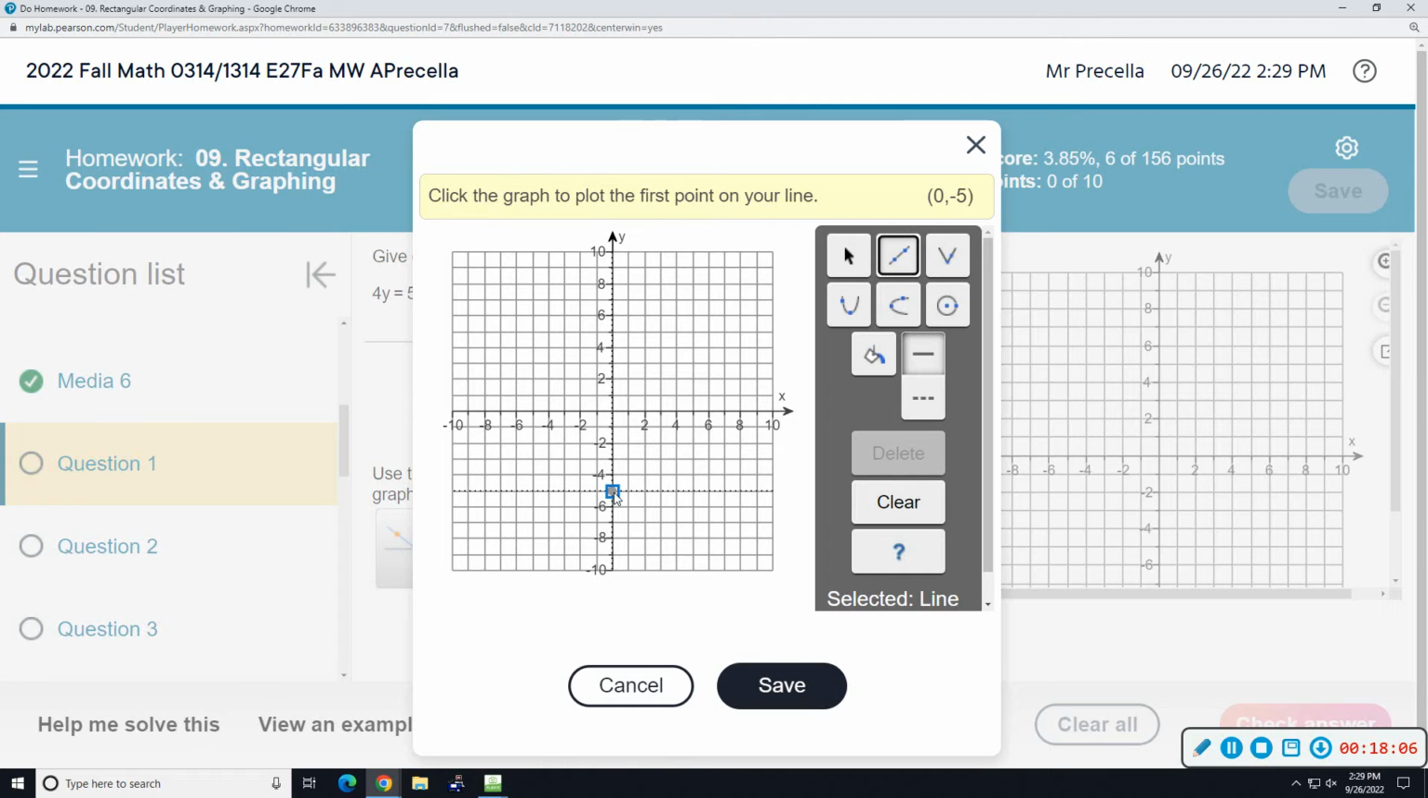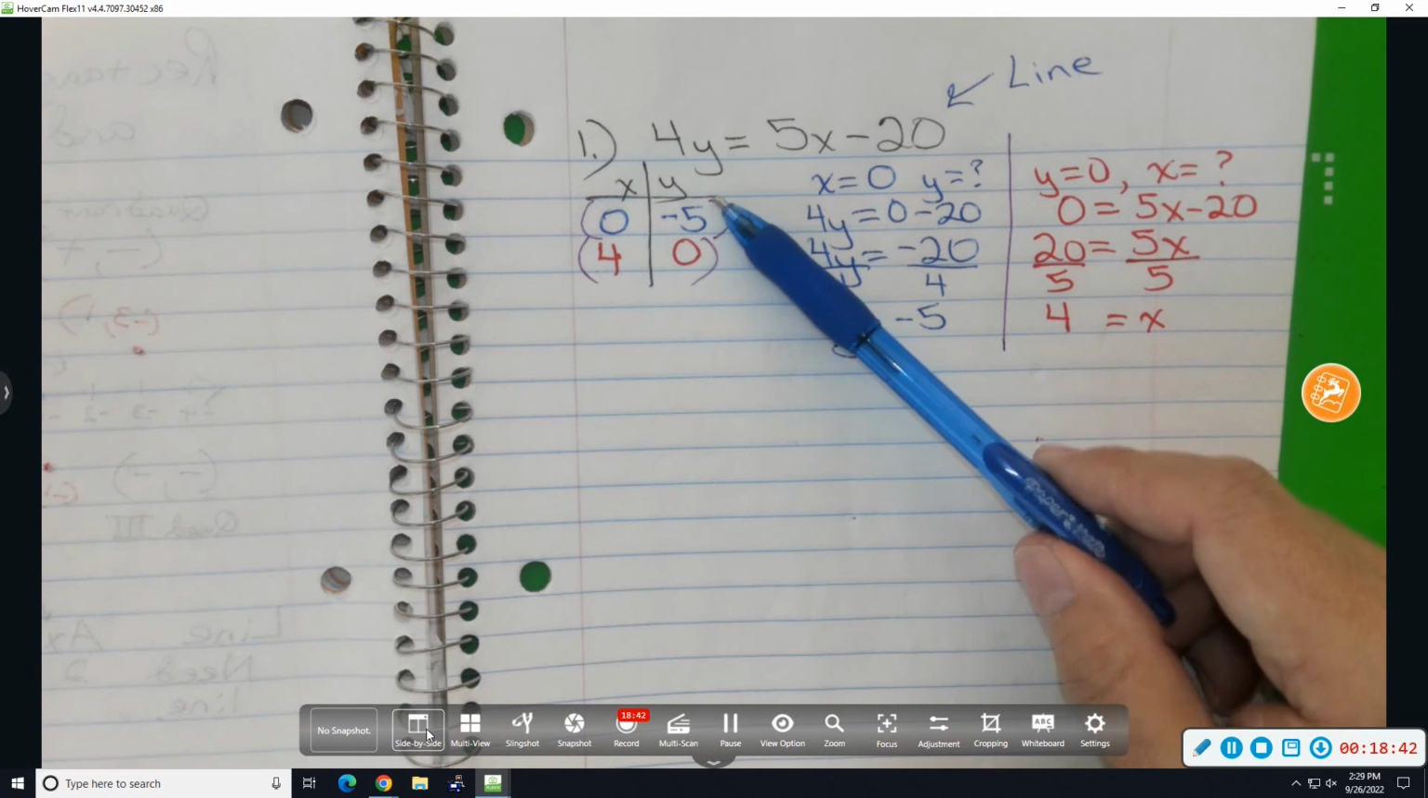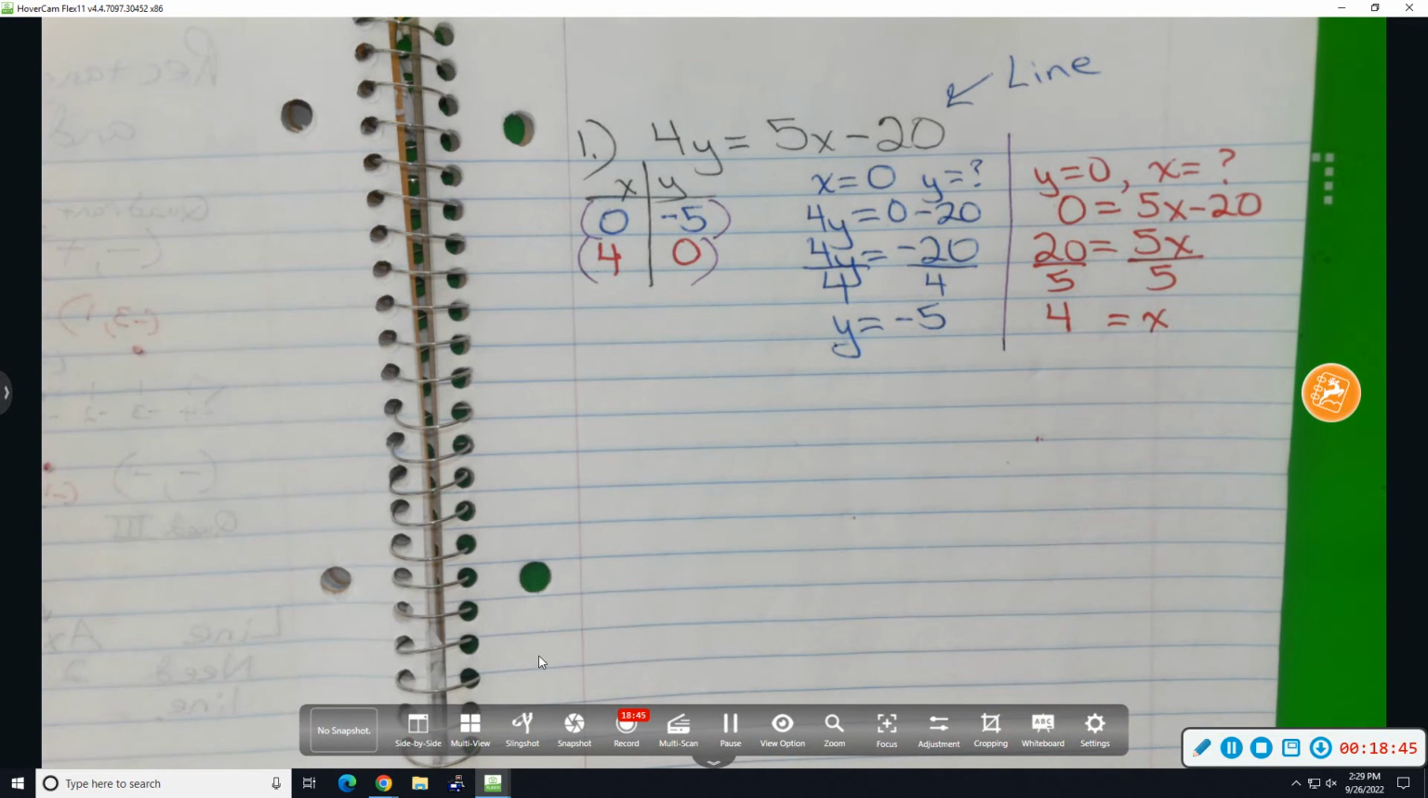Is that the one I wanted? Yes, looking up there on the right-hand side of that yellow box, it says 0, negative 5, so I click it. Now it says click the second point. And notice, as I move my mouse around, it's showing every line you could have passing through that point 0, negative 5. But what was that second point? We just plotted 0, negative 5, so now we're ready for 4, 0.